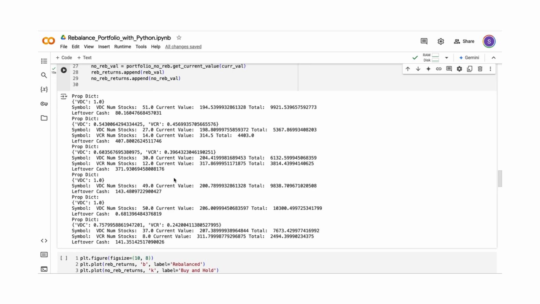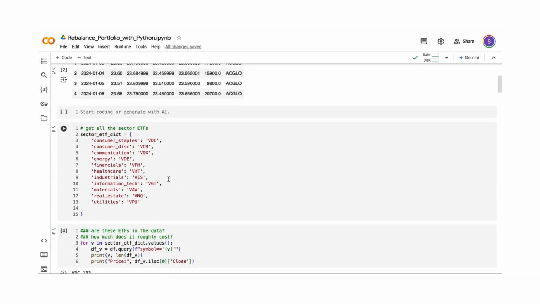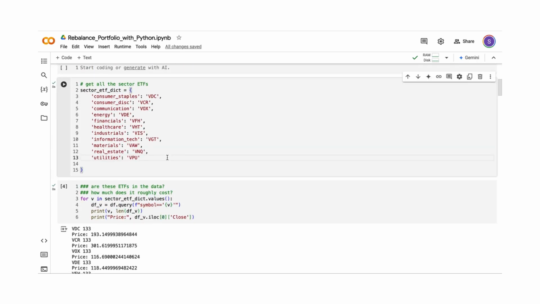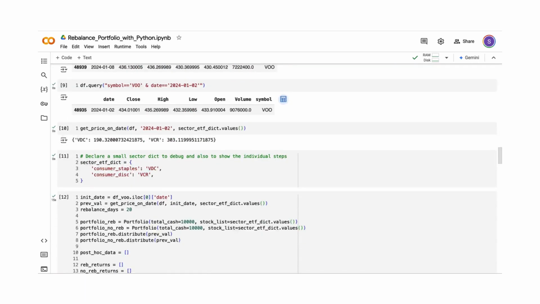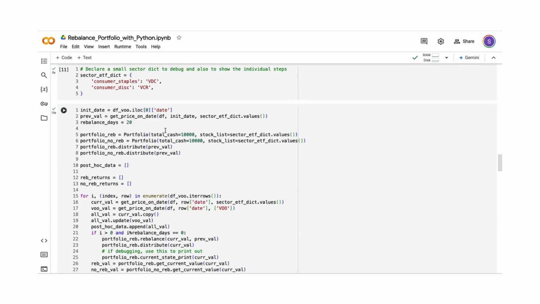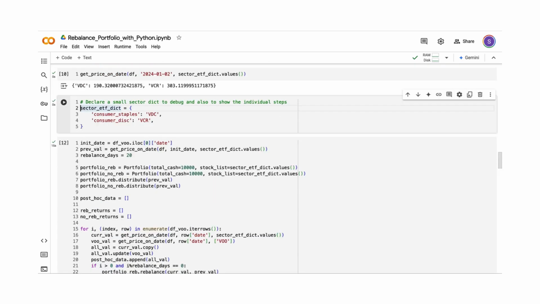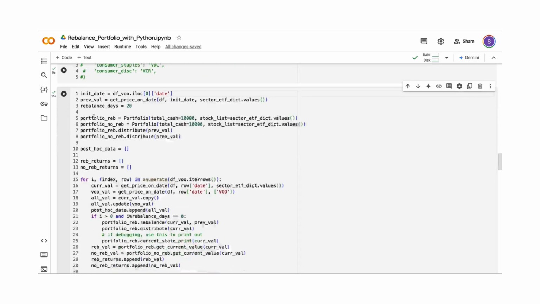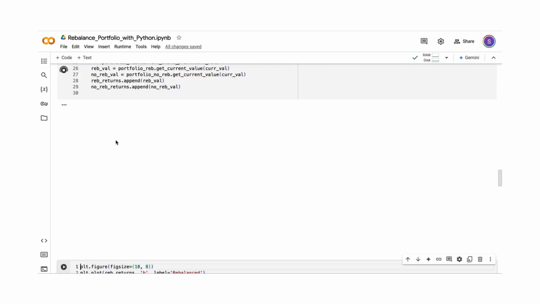Now I'm going to change this code, and we are going to include all of the ETFs described in this sector ETF data. And this is going to give us a much more realistic picture of what we can do by rebalancing these stocks. So now I'm going to run this again, and it's going to take a few minutes to run.